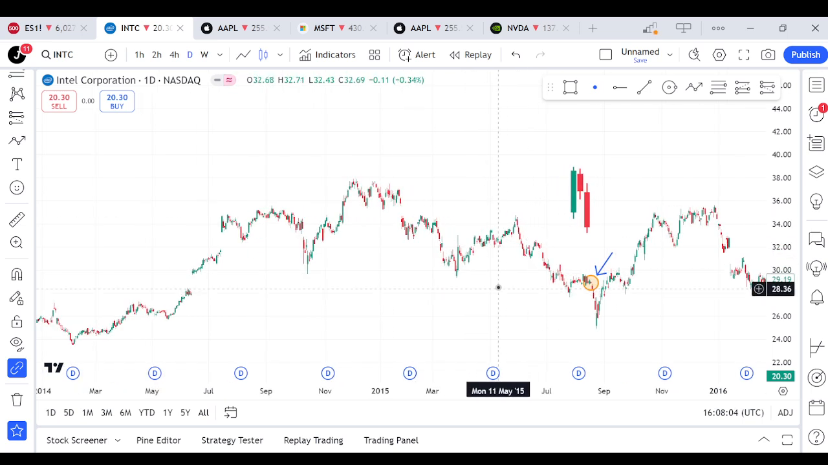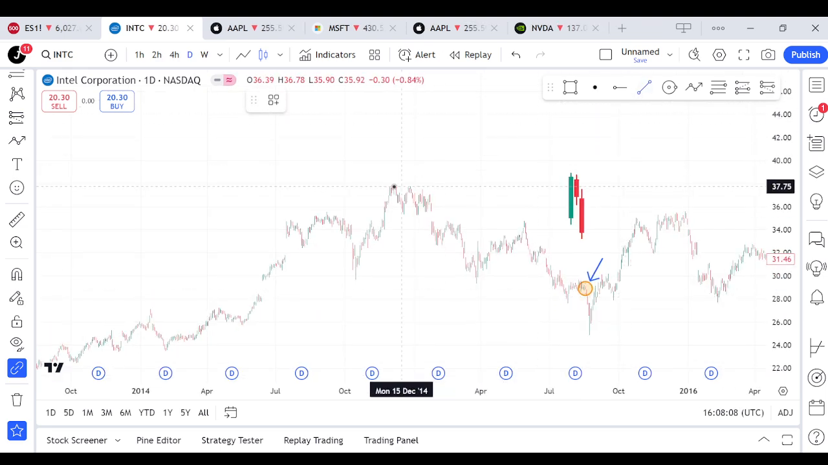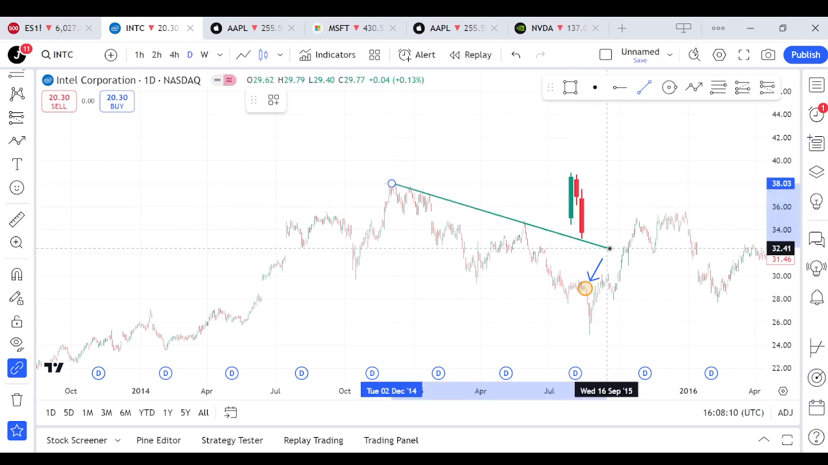In this case, we're going to look at this chart. Here we are clearly bearish. You can see these two touches.